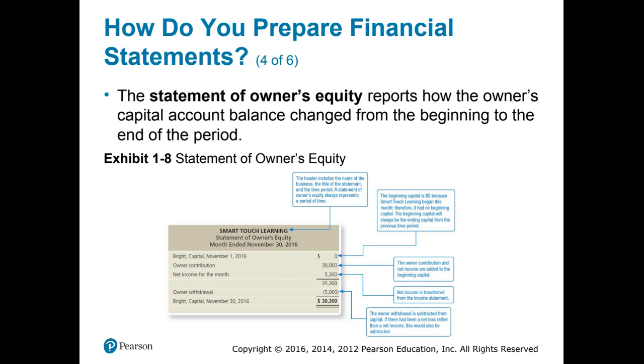So just note that. Now, once we have those two items listed, we have our retained earnings of 0, our net income for the month of $5,300. Now we're going to add in or subtract out our dividends. In this case, we paid out $5,000 in dividends. So we're going to subtract out the $5,000 for dividends, and that's going to leave us the $30,300 sitting in our capital account.